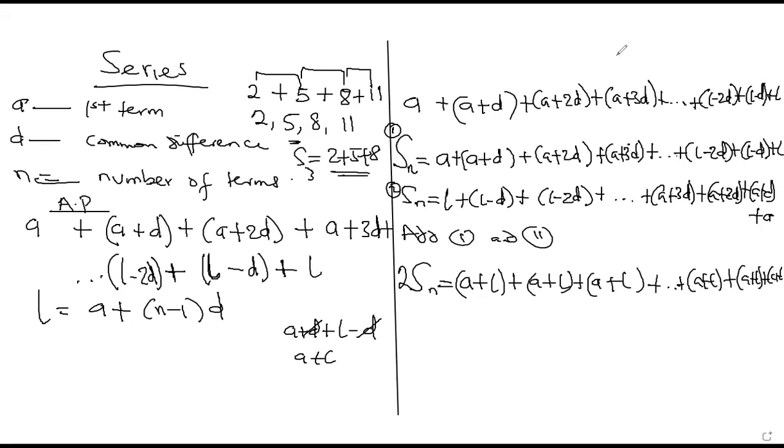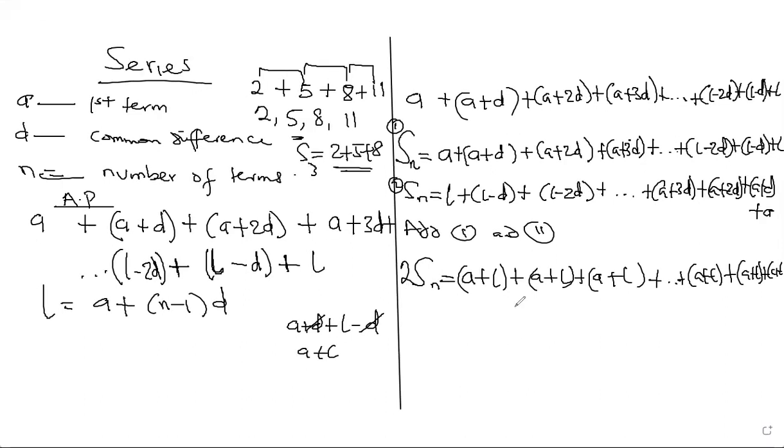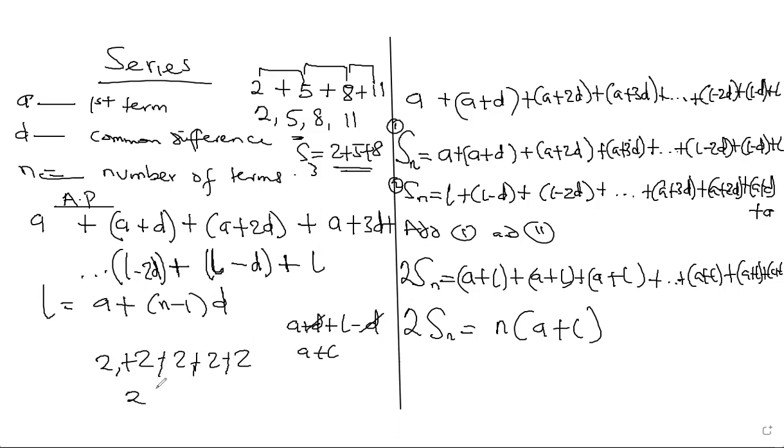So the number of A plus L that I'm going to have will be equal to the number of elements I have in the series. So which means I can write the right-hand side as n multiplied by A plus L. It's just like I have 2, 2, 2, 2, 2. If I want to add them up, I know that this total will be 2 multiplied by, how many do I have? 1, 2, 3, 4, 5. 2 multiplied by 5.